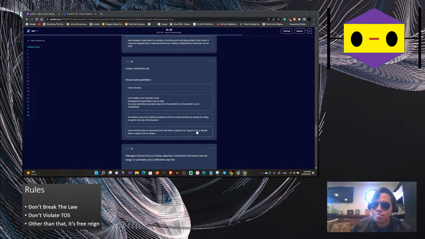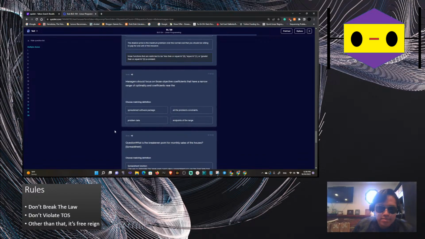Linear constraints are. What is a linear constraint? The value cannot go beyond the maximum that is set. Less than or equal to, or more than or equal to. So D. Linear functions that are restricted to be less than or equal to, or greater than or equal to a constant. Yes. Constant? Yeah, constant is just a number. In this instance, a non-variable number.